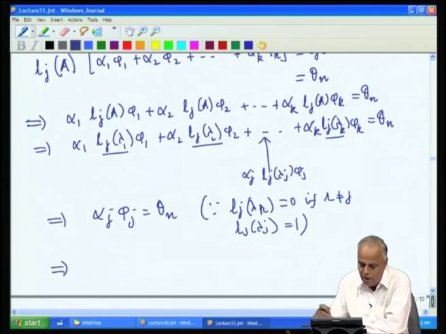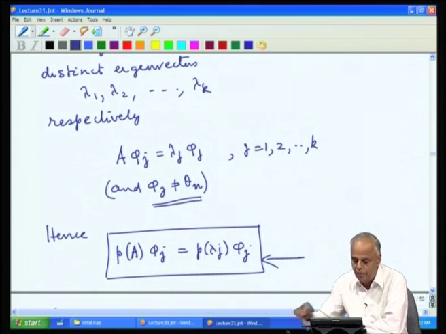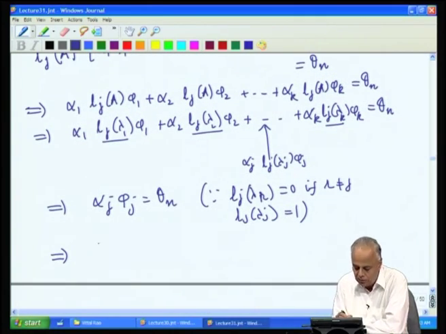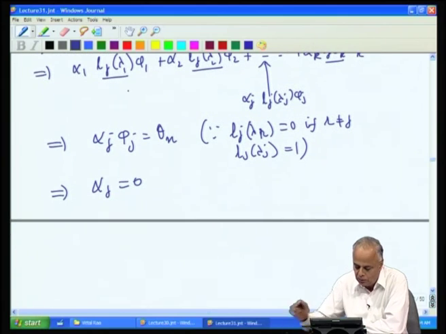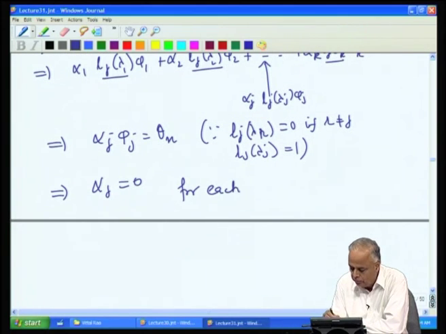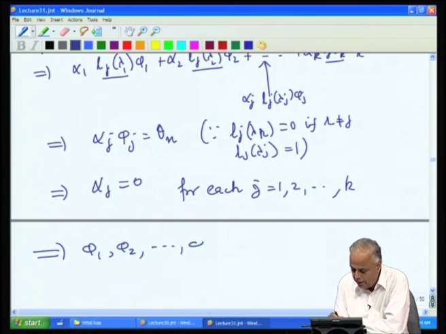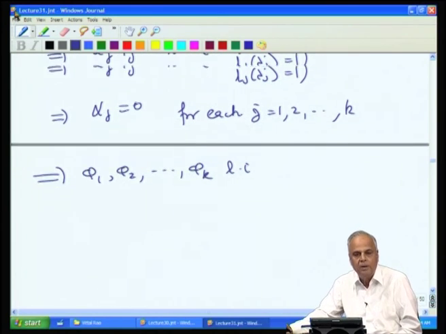But now phi j was an eigenvector, and therefore, phi j was a non-zero vector. So, since phi j is a non-zero vector, alpha j phi j equal to theta n implies alpha j equal to 0. This we can do for every j. If we start with L 1, we get alpha 1 is 0. If we start with L 2, we get alpha 2 is 0. So, for each j equal to 1, 2 up to k, alpha j is 0. So, that says phi 1, phi 2, phi k are linearly independent, and this is the result we said in the last lecture that we would prove later.